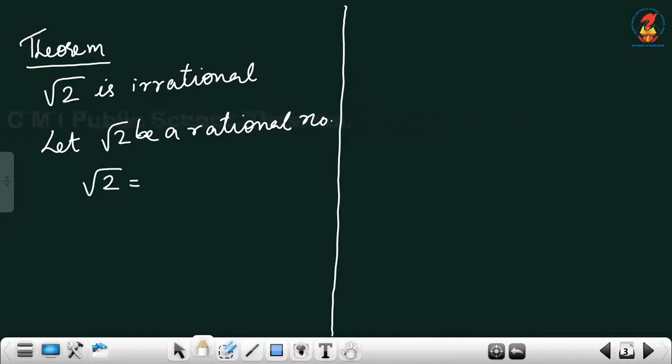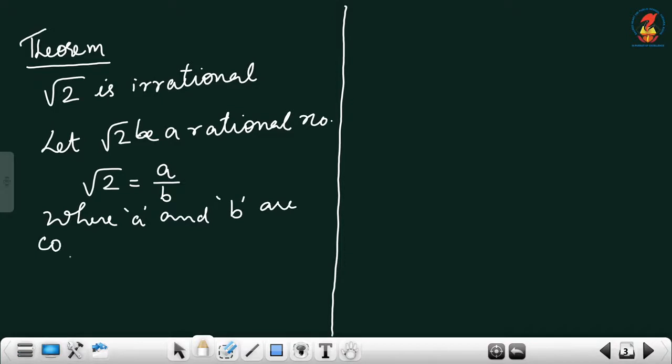So we can write root 2 as a by b, where a and b are co-prime and b not equal to 0. We have to prove root 2 is irrational. For that, we are supposing root 2 is a rational number. Co-prime means no common factor except 1. 1 is the only common factor of these two, and b not equal to 0.